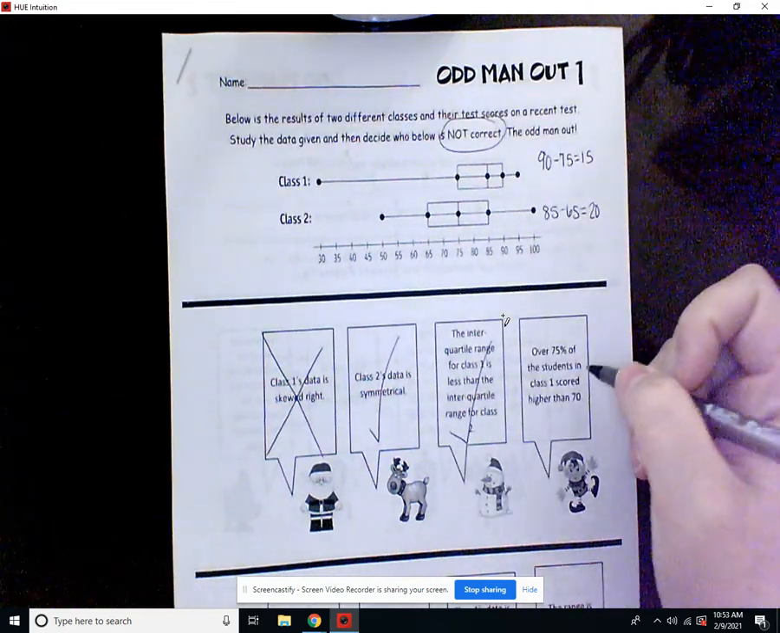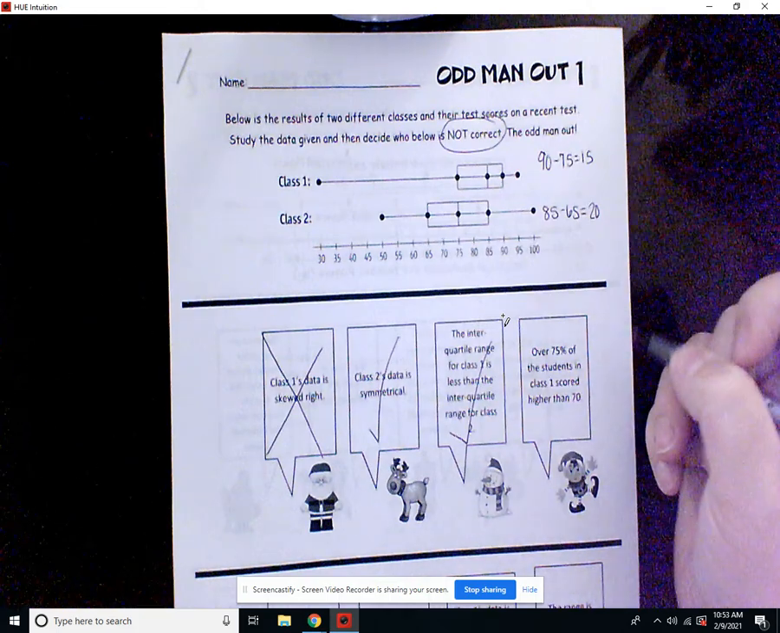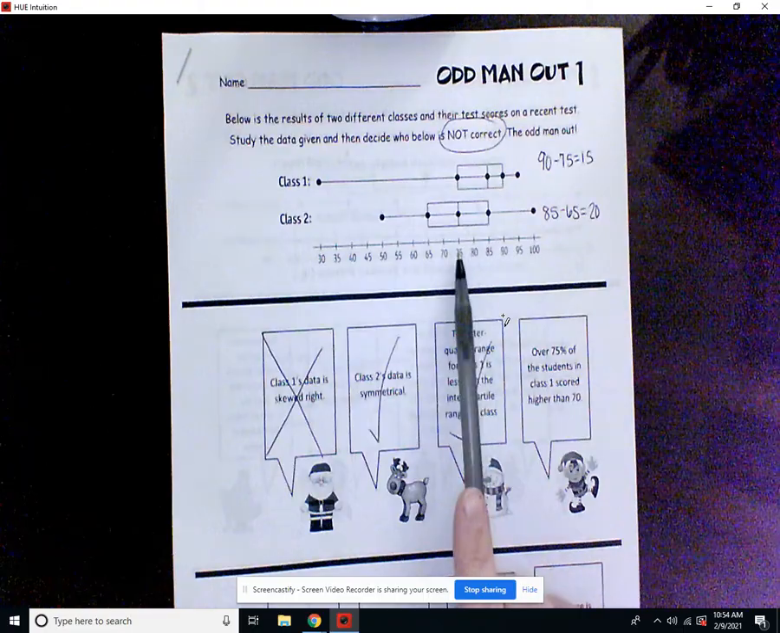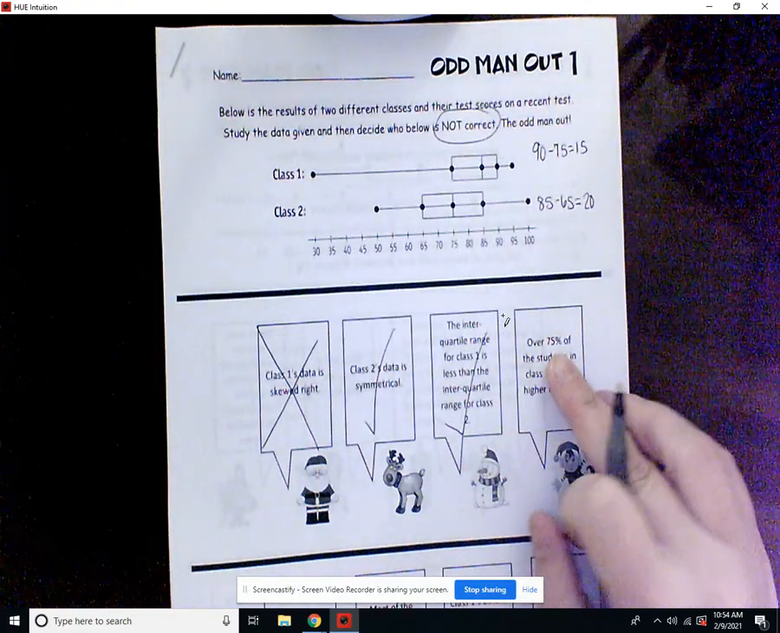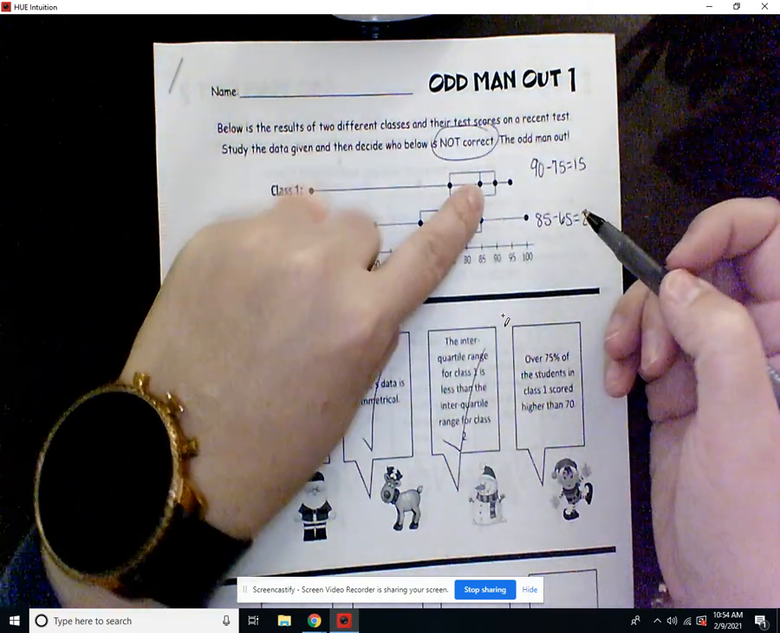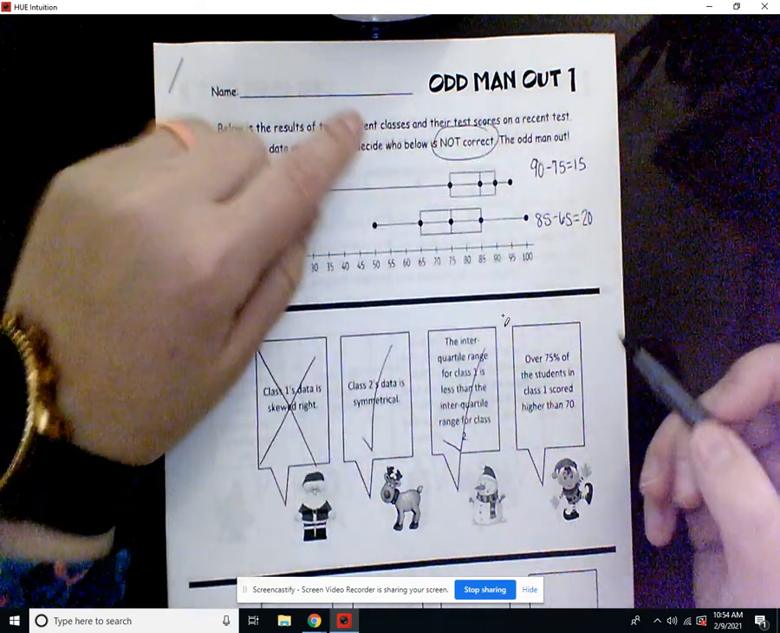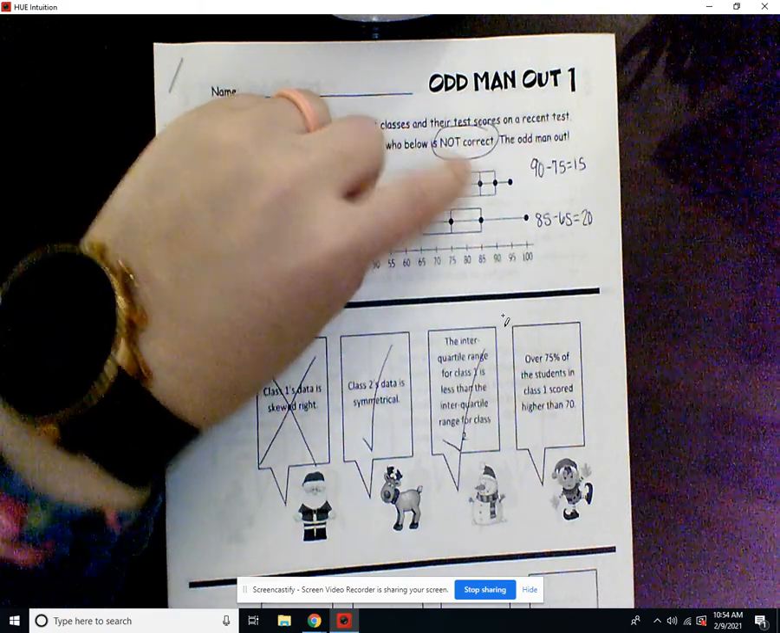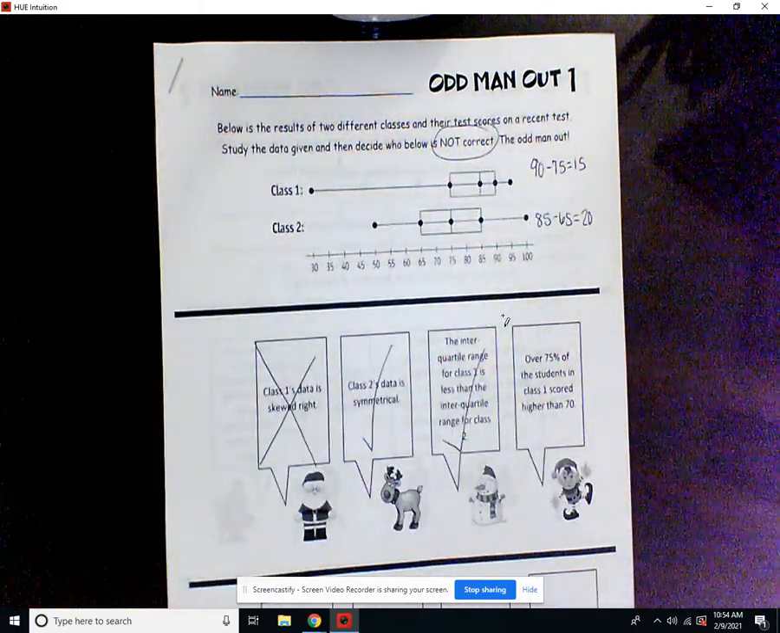Over 75% of the students in class 1 scored higher than a 70. So this is broken down into your quartiles. Quartile 1 would be 25%, quartile 2 is 50%, and then quartile 3 is your 75%. So if I look at class 1, 75% is over here, and that's 90. And that is true, because those are all higher than 70.